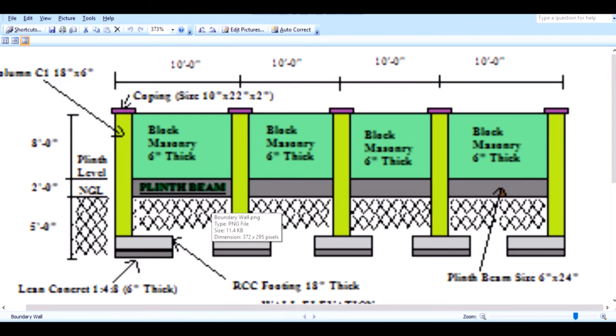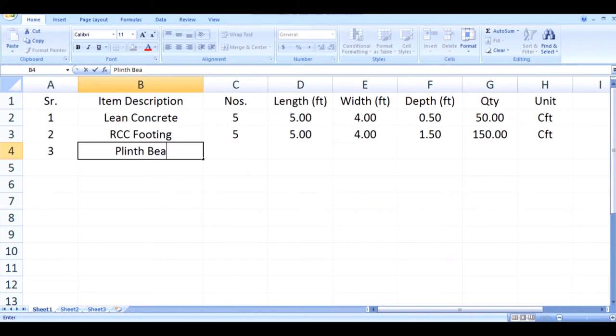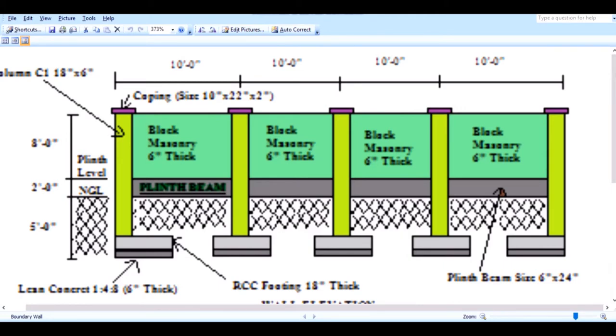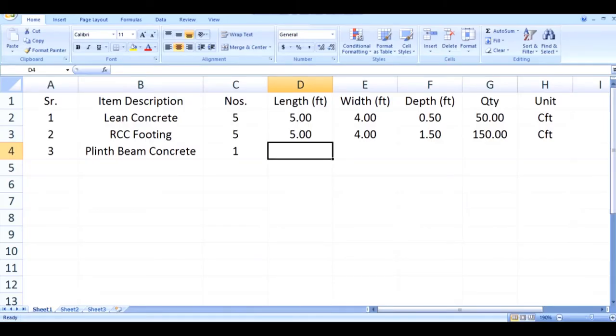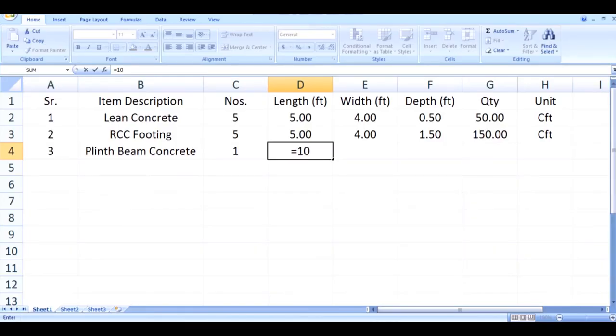Here our masonry wall is 40 feet in length because there are 4 intervals and each interval is 10 feet long. So write here number 3. Here write plinth beam concrete. Here number is 1. Total length right here is 40 feet because 10 feet multiplied by 4 intervals will become 40 feet.